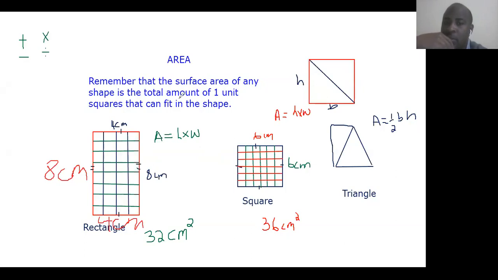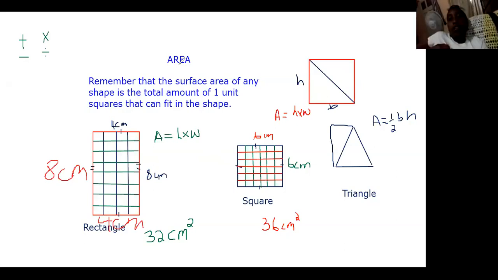Okay? Yes, sir. It doesn't matter what shape we're dealing with. Once you're talking about surface area, you're talking about how many one unit squares can fit in your shape. Am I clear? Yes, sir. What did I just say?